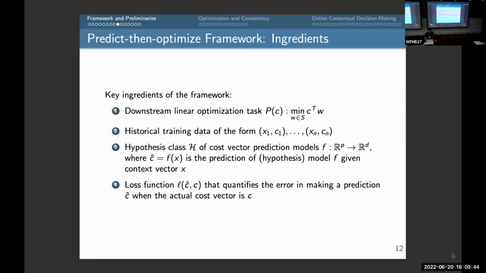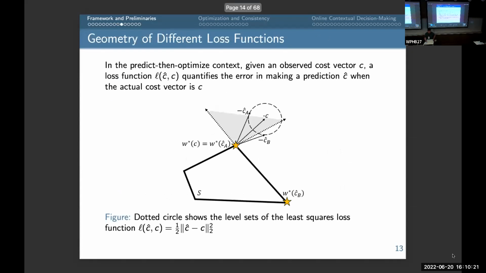So, to summarize the key ingredients of our framework, we have this downstream linear optimization task, minimize C transpose W subject to W in S. We have historical data that we can use to build a model. The data consists of pairs of context X and cost vector C. We'll also assume that we have a hypothesis class of cost vector prediction models. So this is a class of models F that take context as input and output predictions for C, so F of X is equal to C hat. And we also have a loss function that quantifies the error in making a prediction of C hat when the actual realized value is C. So what this really will come down to is how do we determine the loss function?